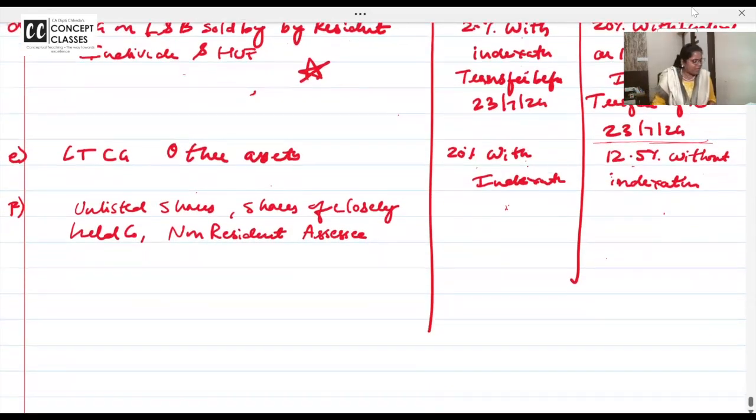Next one we are writing is unlisted shares. Yes, we will surely do the questions related to this tax part. Unlisted shares, or shares of closely held companies, or the shares which are with non-residents. Earlier also they had two options. This one is rarely asked, but it's a part of the syllabus. So surely we'll take it.